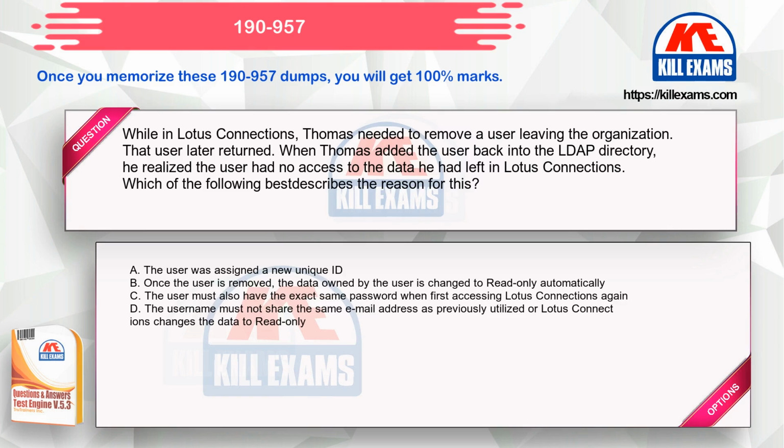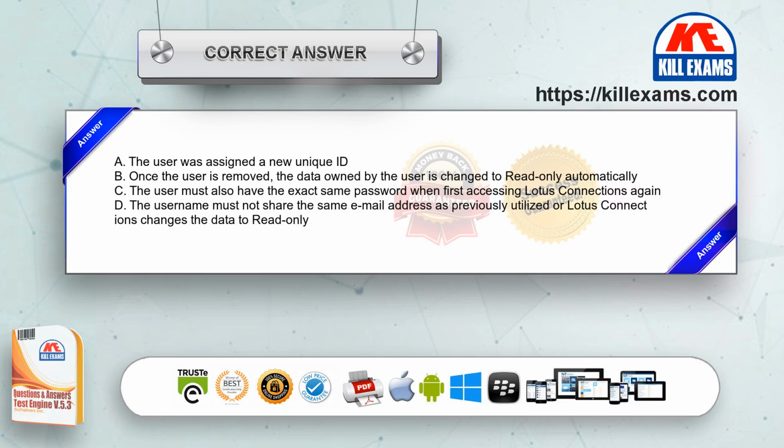Option B. Once the user is removed, the data owned by the user is changed to read-only automatically. Option C. The user must also have the exact same password when first accessing Lotus Connections again. Option D. The username must not share the same email address as previously utilized, or Lotus Connections changes the data to read-only. The correct answer is option A.